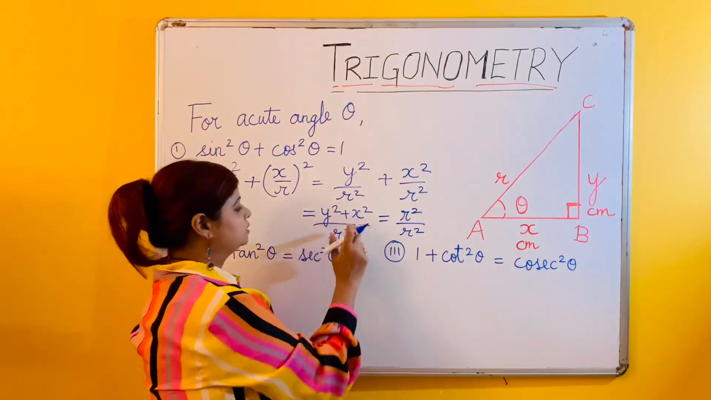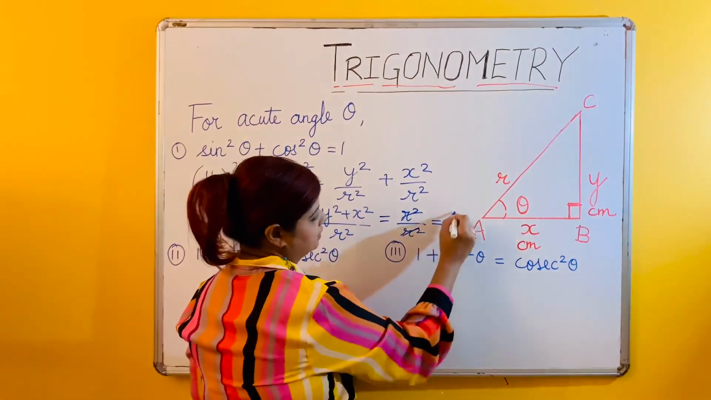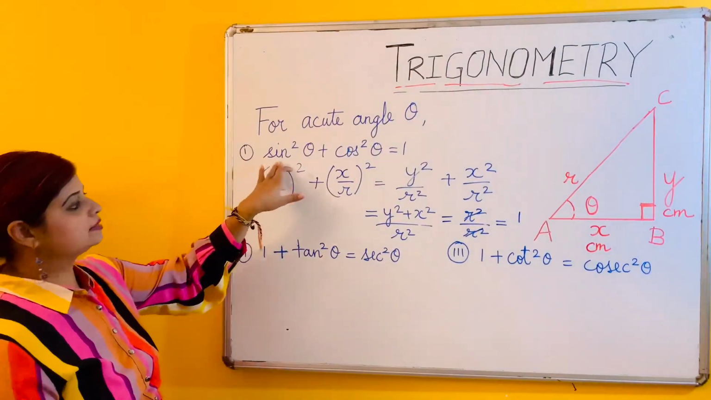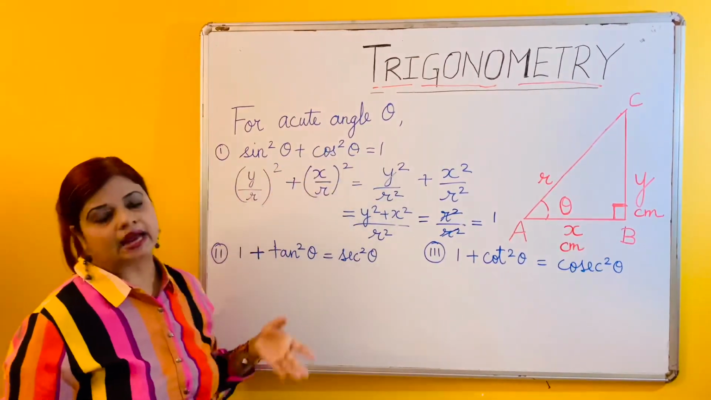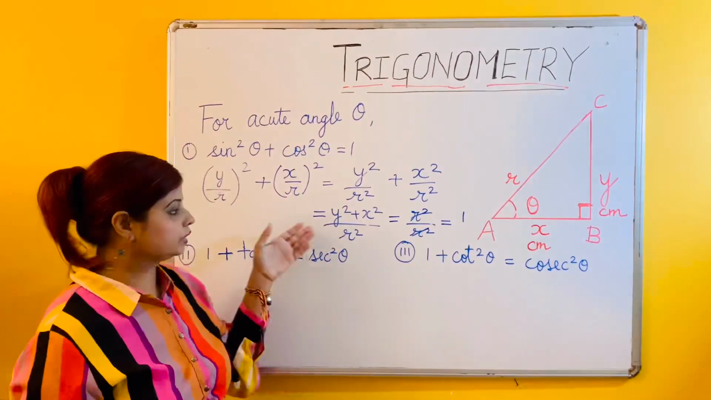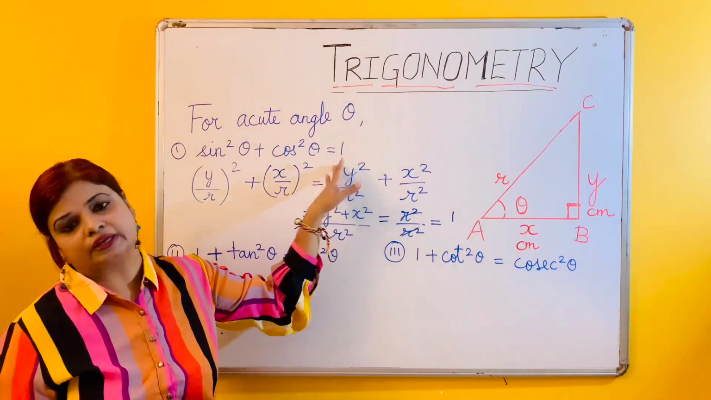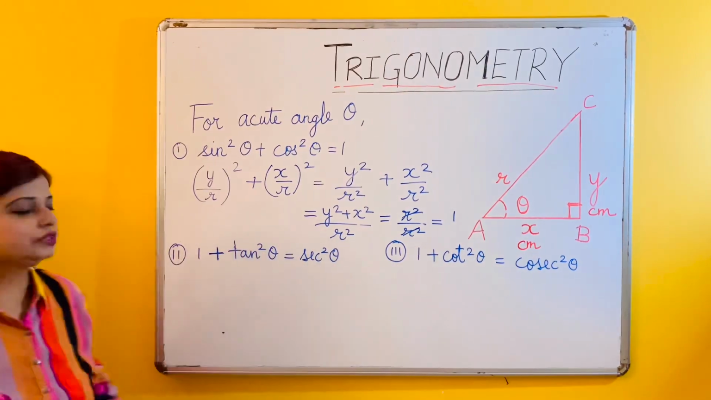Now y square plus x square is r square. If you cancel this, it becomes 1. So hence you can prove that sin square theta plus cos square theta is 1. Since it's an identity, you should know how it is derived, but you can use it directly in questions whenever you are solving trigonometric problems.